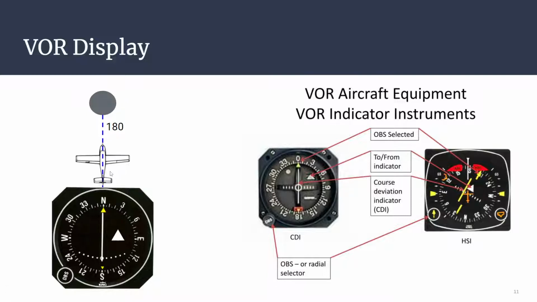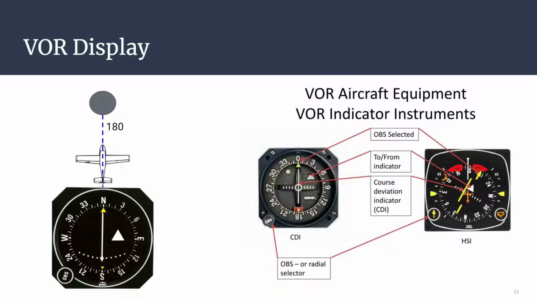So when I tell you to select the 270 radial, what would you put at the top? The opposite. What's the opposite to 27? 09. Yeah, exactly correct. So that's how VORs work. So when we're talking about radials, we're talking about the reciprocal.